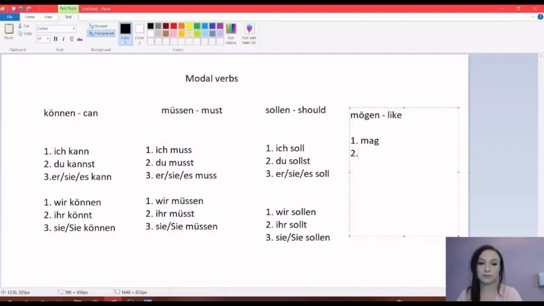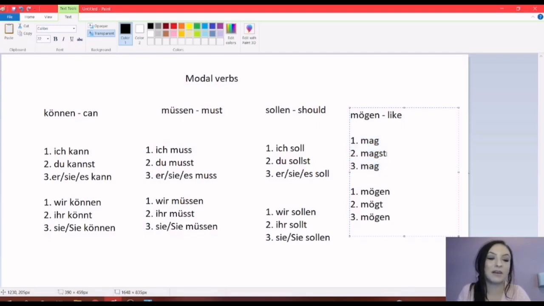Then there is the verb mögen, which means to like. Ich mag, du magst, er, sie, es mag, wir mögen, ihr mögt and sie mögen. Here it changes totally in the singular. First and third are the same. Here there is the -st ending, and plural is the same.